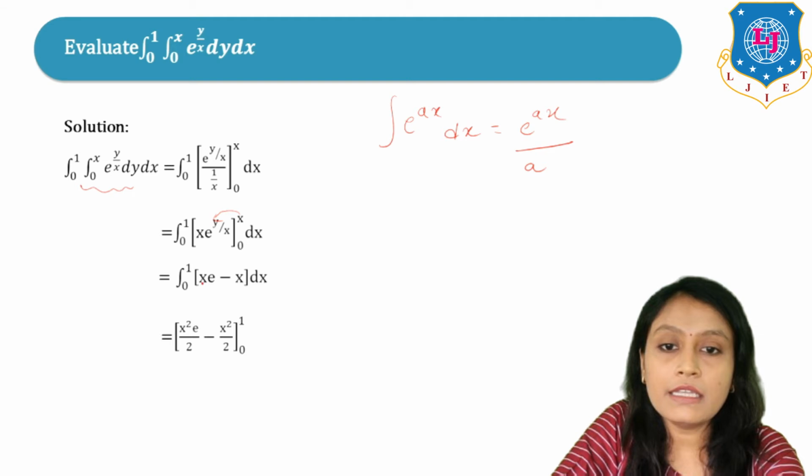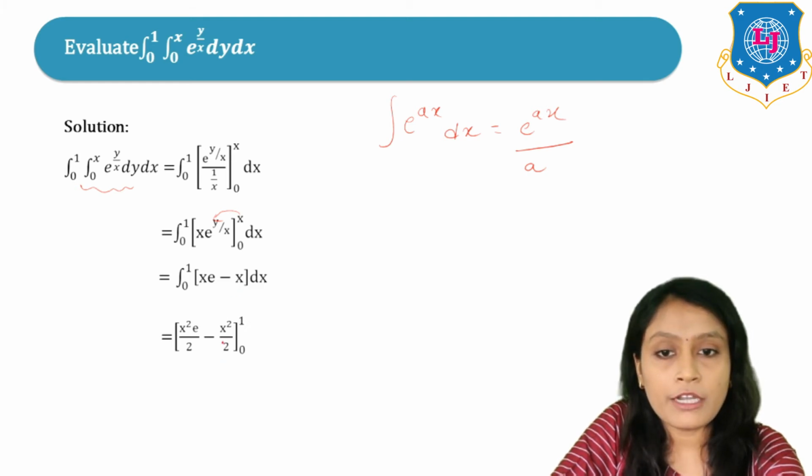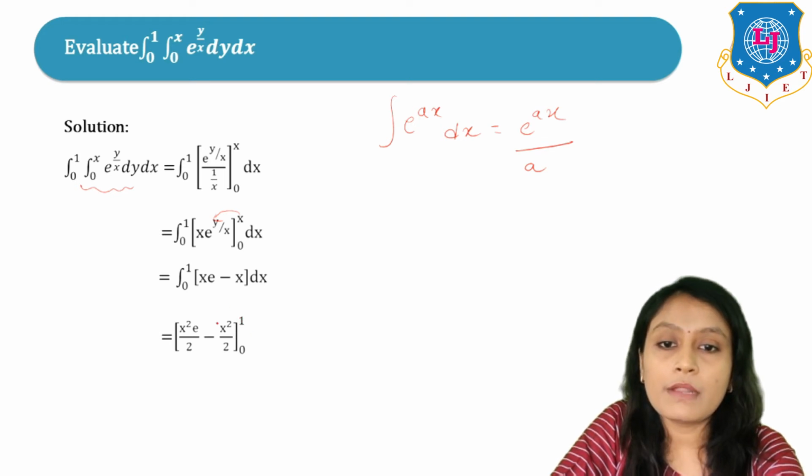So you will get here integration of x as x square by 2, e we will keep as it is, minus again integration of x is x square by 2, and the limits are 0 to 1. Now we will apply the limit.